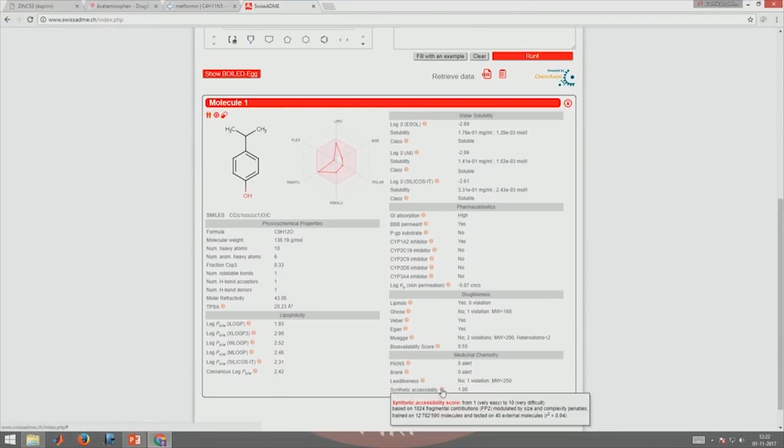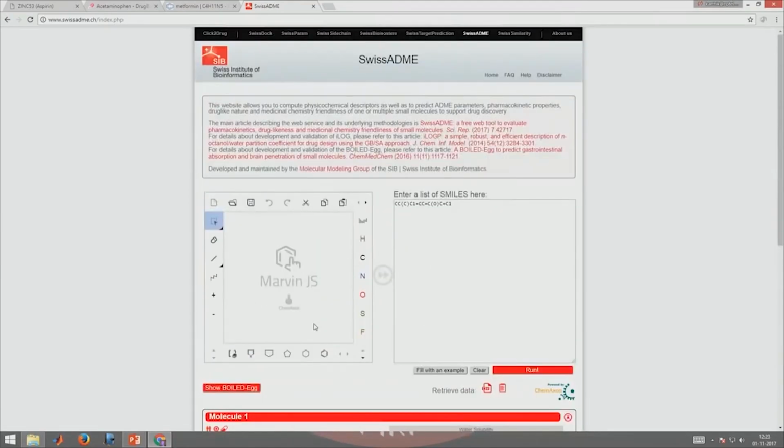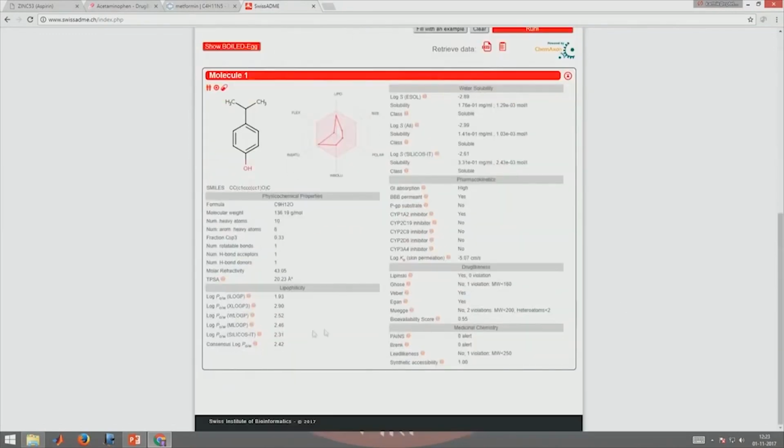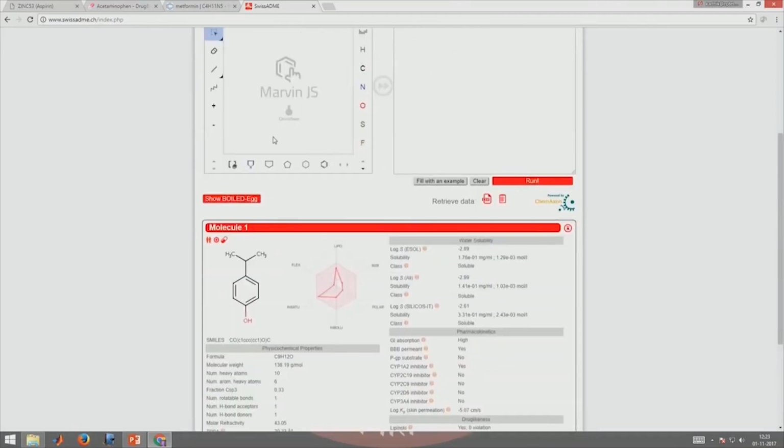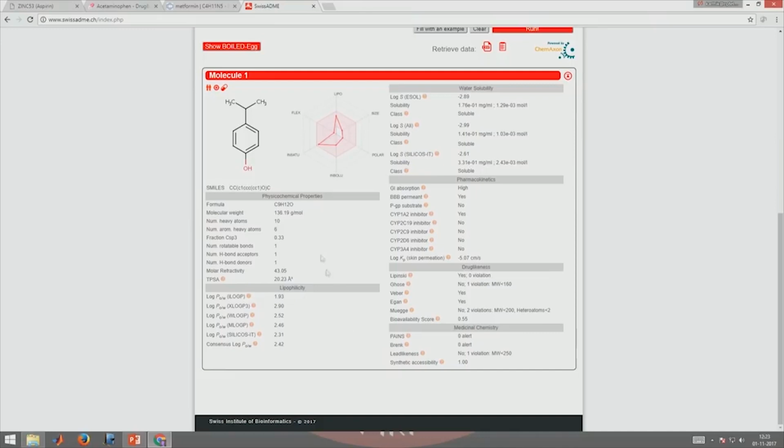Synthetic accessibility, this is for a chemist: is it easy to make, or very difficult to make? So it gives a lot of information for new molecules, and it is very useful. I feel it has got too much hydrophilicity. If I want to reduce the hydrophilicity, I can draw another, modify the structure, and so on. So I can do many things and check whether I can synthesize this molecule, and take it to my lab and start synthesizing.